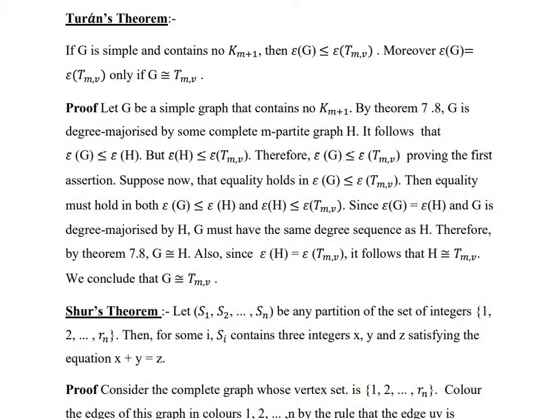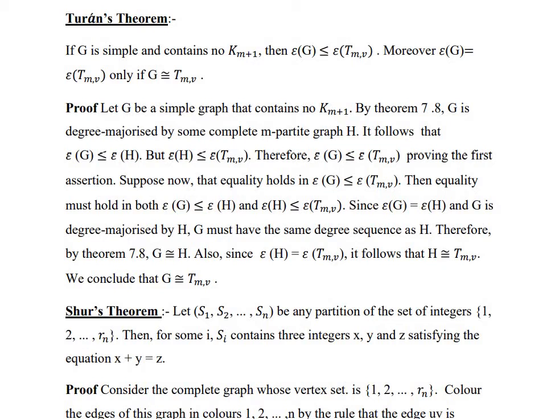If G is simple and contains no K_{m+1}, then the edge set of G is less than or equal to the edge set of T(m, V). Moreover, the edge set of G is equal to the edge set of T(m, V) only if G is isomorphic to T(m, V). That is actually Turán's theorem. Now we can see how we can prove it.